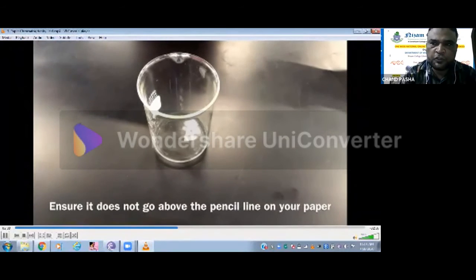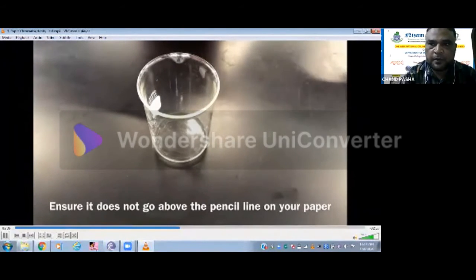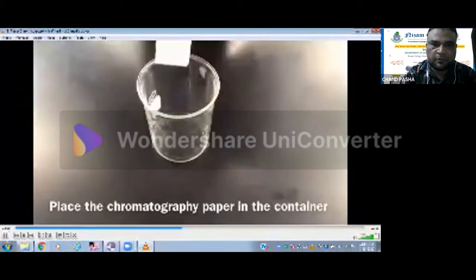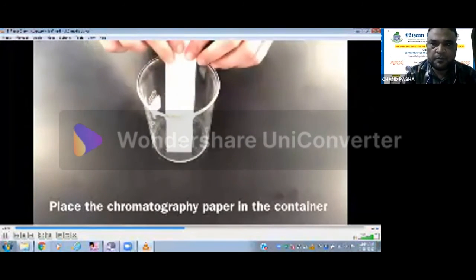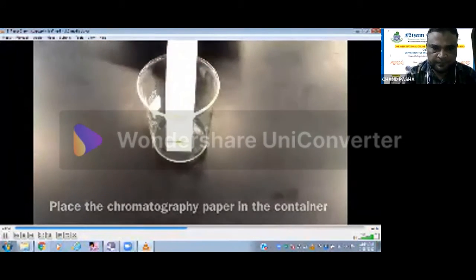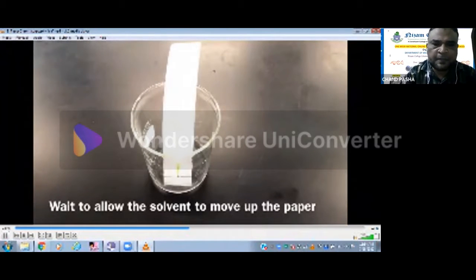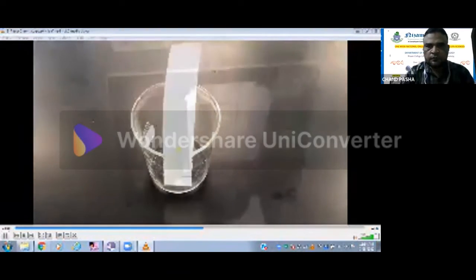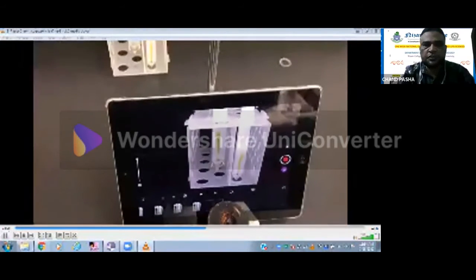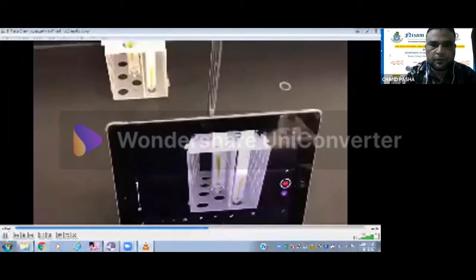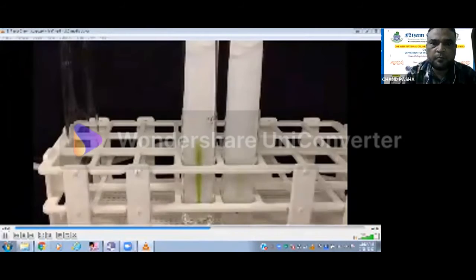And here you are supposed to put the strip. Make sure that whatever the dropper, whatever the spot is there, that should not dip into the mobile phase. Now wait for some time. Actually, this complete chamber should be moisturized, so that capillary forces will be high and it will be moving fast. See, this is kept in the chamber, the electrophoretic chromatographic chamber. Now it will migrate.